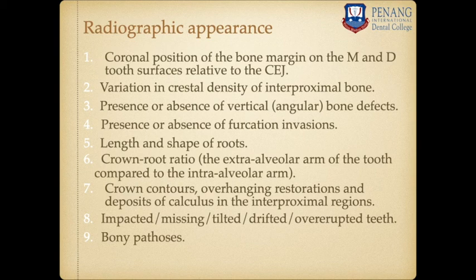You can identify a furcation radiolucency, which shows furcation involvement. You can identify the length and shape of the root, crown to root ratio, crown contours, overhanging restorations, presence of calculus in the interproximal region, impacted, missing, tilted, drifted or over-erupted teeth, and bony pathologies with the help of a radiograph.